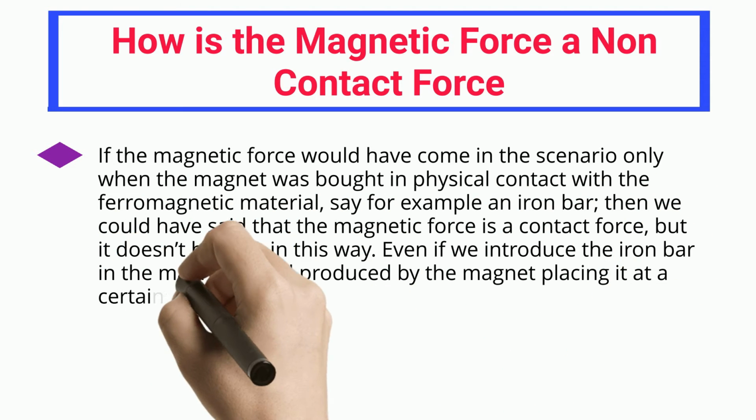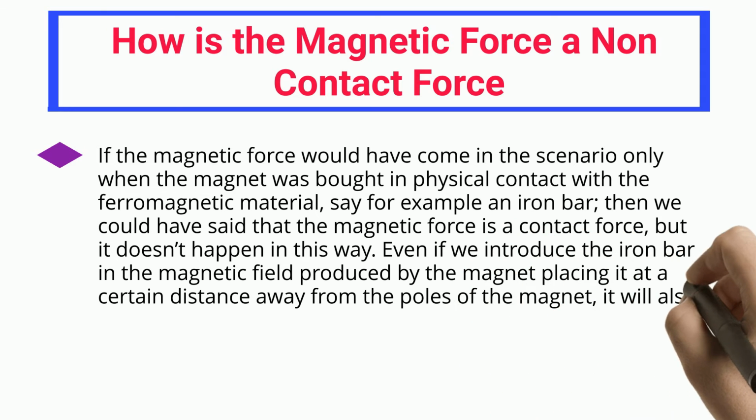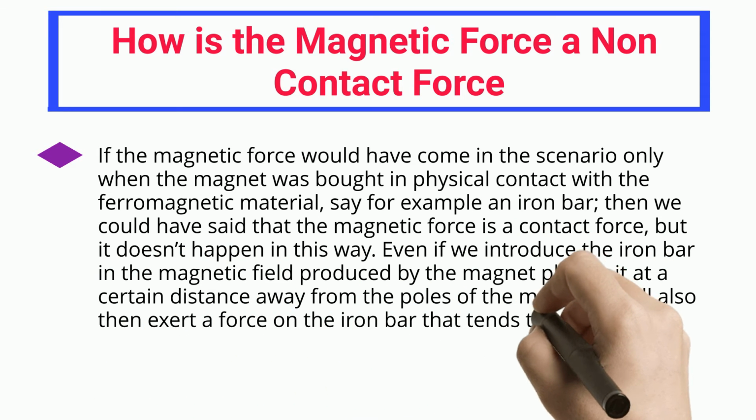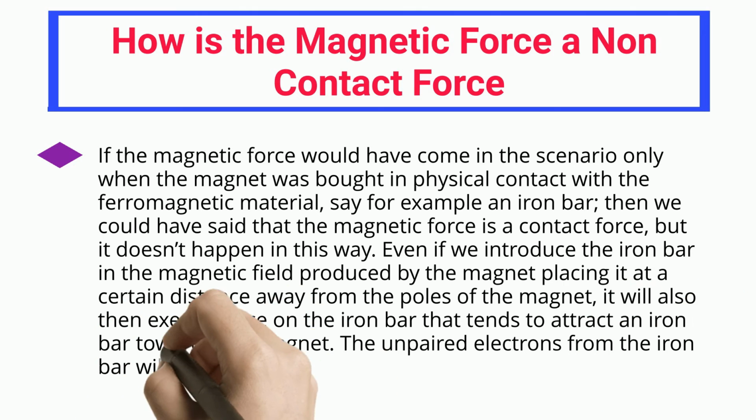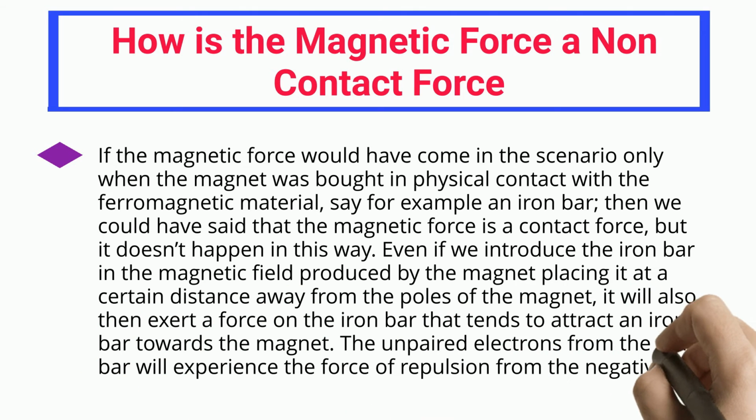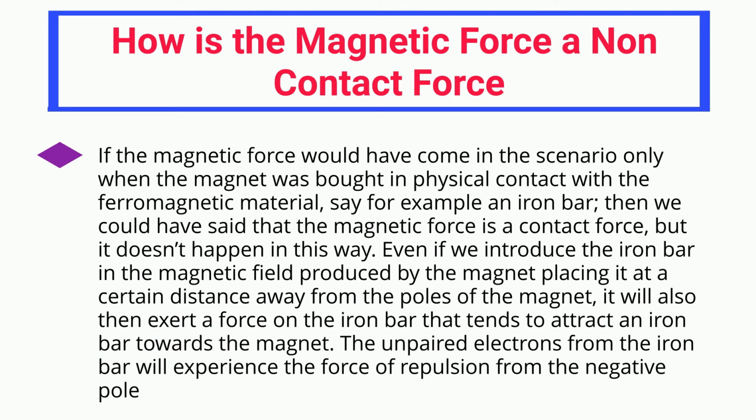Even if we introduce the iron bar in the magnetic field produced by the magnet, placing it at a certain distance away from the poles of the magnet, it will also then exert a force on the iron bar that tends to attract the iron bar towards the magnet. The unpaired electrons from the iron bar will experience the force of repulsion from the negative pole.